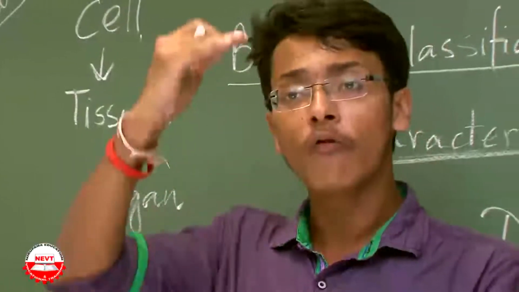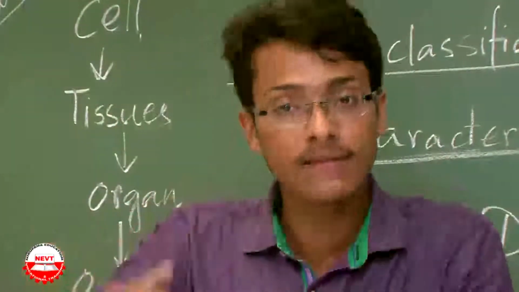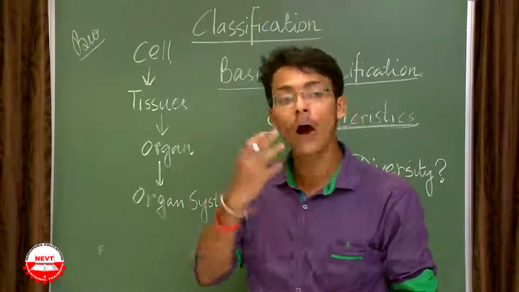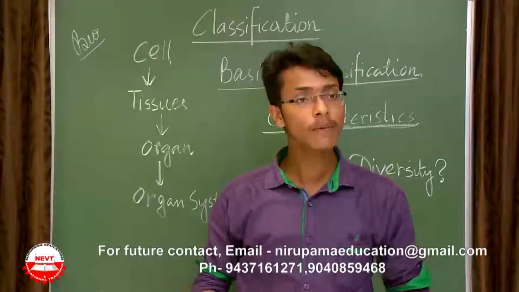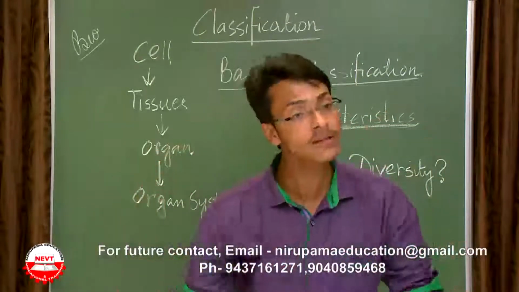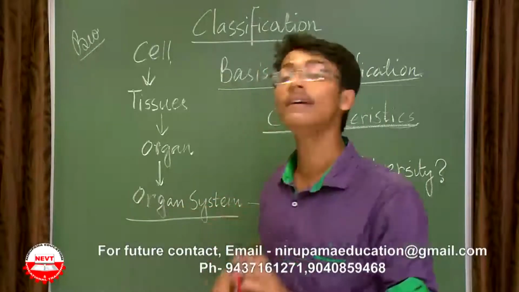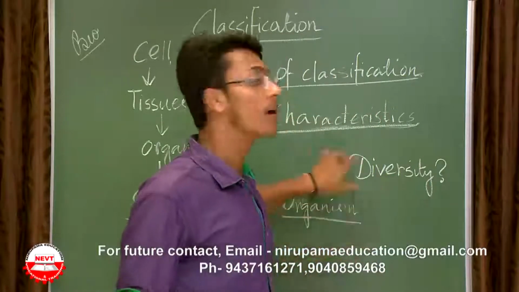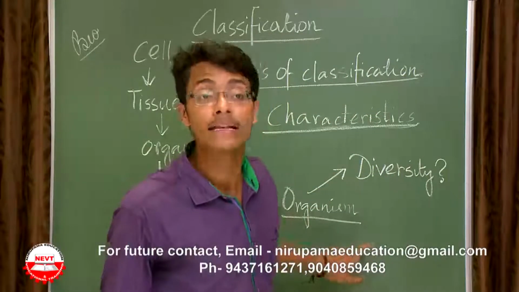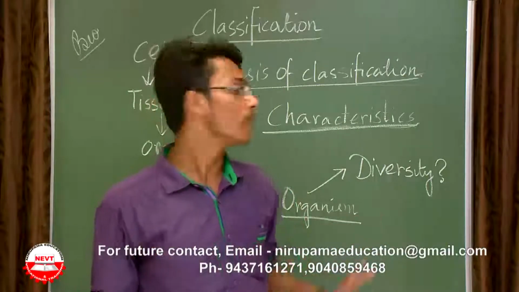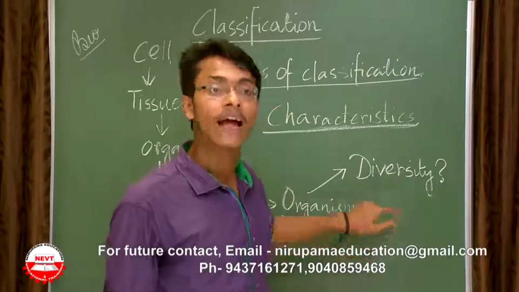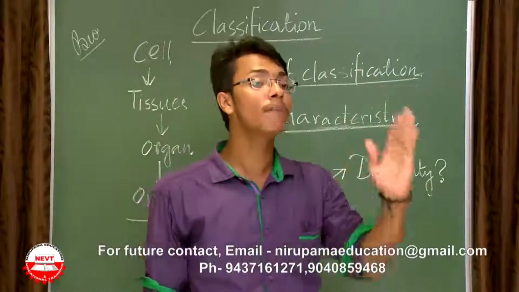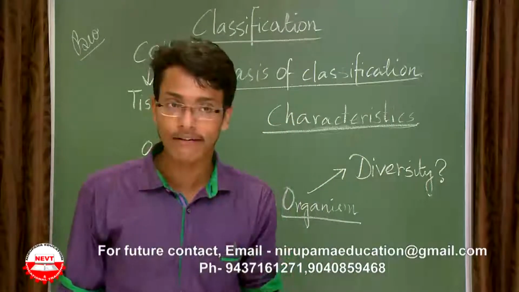After organ, when organs of a particular system combine together, say for example, if I talk about the digestive system, one organ is your mouth, one organ is your stomach, one organ is your pancreas. All these organs now constitute an organ system, for example, the digestive system. And many organ systems comprise the final organism. Organism is what you can see. This organism diversity is what we are going to learn in this chapter. So coming back to my point, what I was telling is about characteristics.